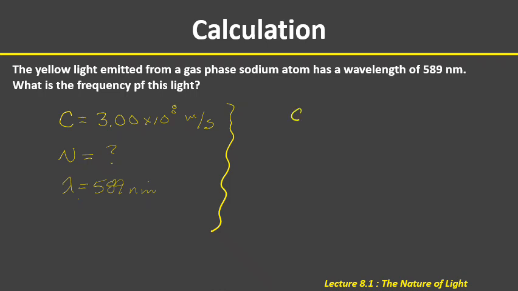Now let's look at our algebra. We can start with c, the speed of light, is equal to the wavelength times the frequency. Since we're trying to solve for frequency, we can just divide both sides by lambda. So c over lambda equals nu.